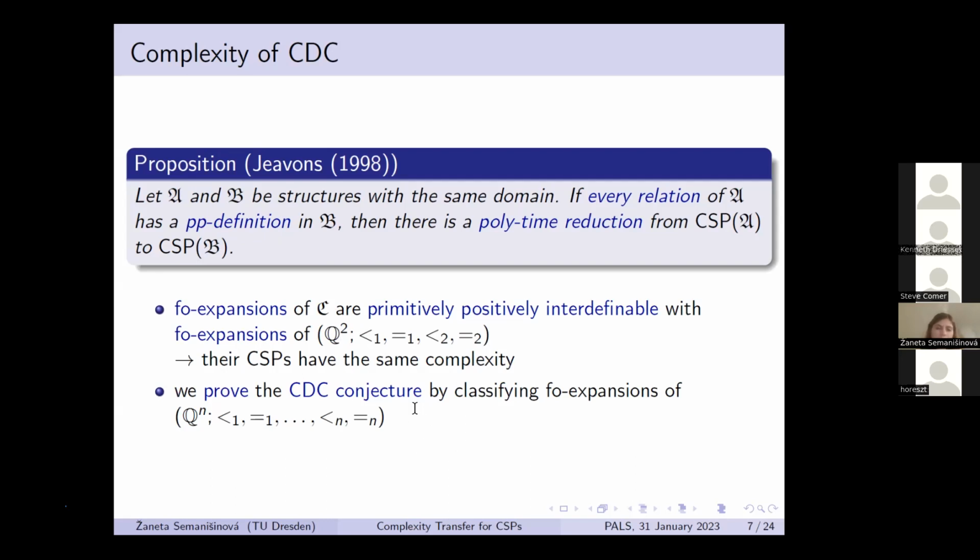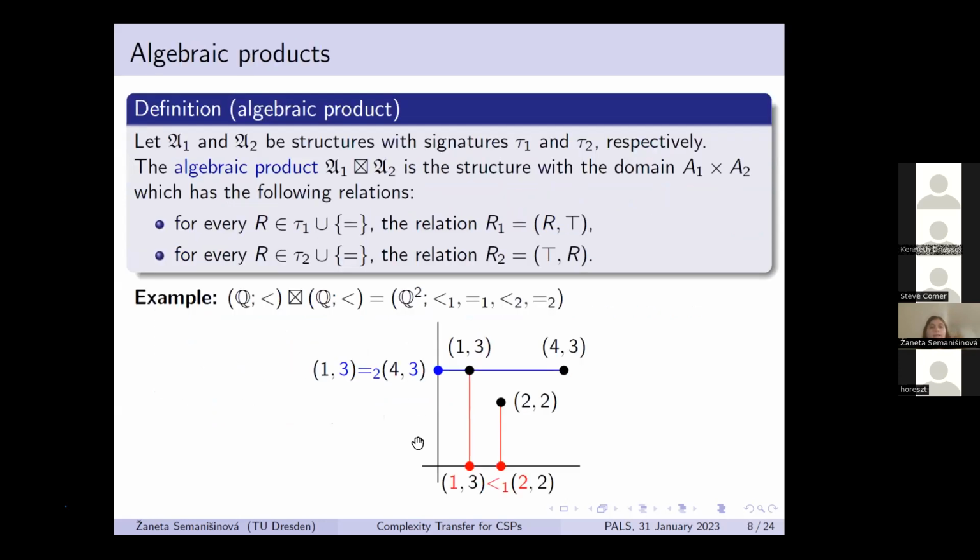So actually to prove the n-dimensional CDC conjecture, the thing would be to understand first-order expansions or CSPs of first-order expansions of such structures with coordinate-wise order and equality. And so now I've finally come to one of the things that appeared in the title. So what is algebraic product?